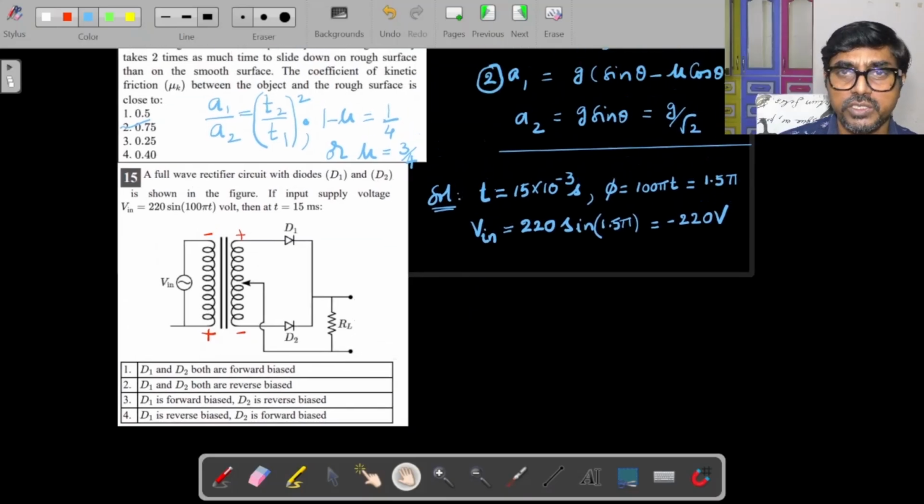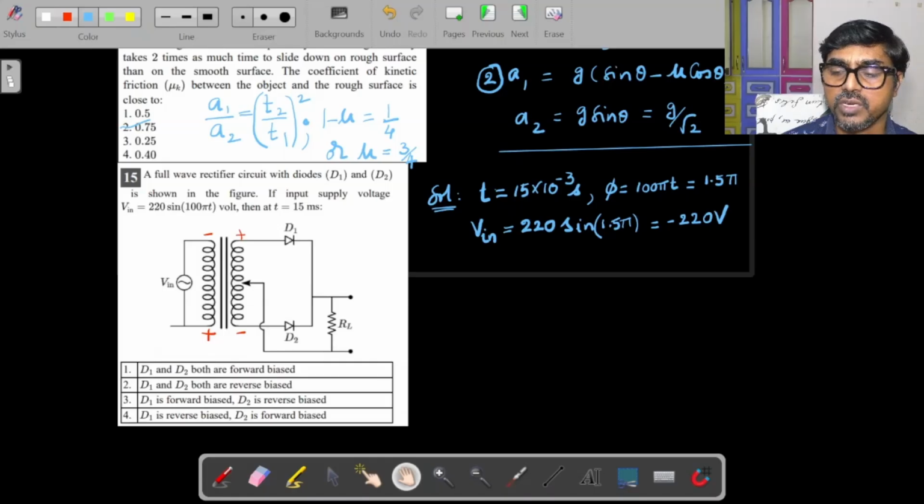So, the last question for this video, let us see. A full wave rectifier circuit with the diodes D1 and D2 as shown in the figure. If the input supply voltage is 220 sin 100 pi t volt, then at t equal to 15 milliseconds, what will happen? Yeah, so this is somewhat a good question, definitely. Again, a diode question they gave, but really a good question. They can give it even in JEE Mains also, it is nice. Okay, let us read that.